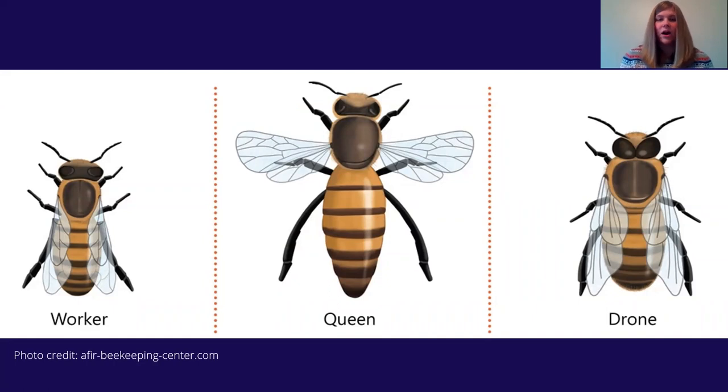And so then we have our drones. And the drones are the only males in the hive. The only job that the drones have is to mate with the queen so that she can lay fertilized eggs. Drones actually die after mating, so they don't live very long. If for some reason they don't mate and they live longer, they'll live a few months, but during the fall, the worker bees will actually kick the drones out of the hive so that they don't have to feed them during the winter.